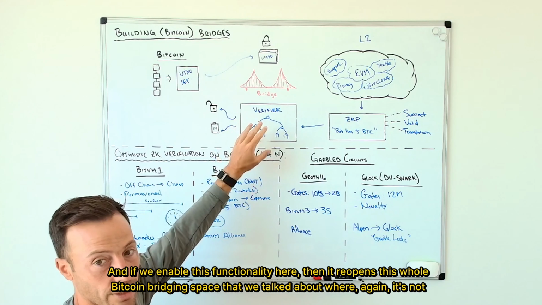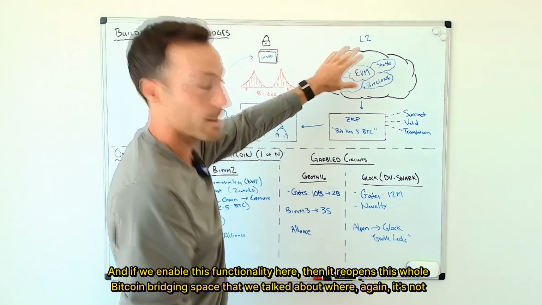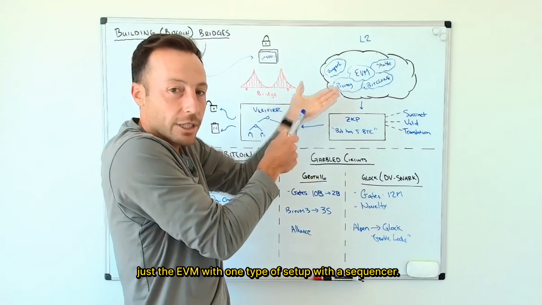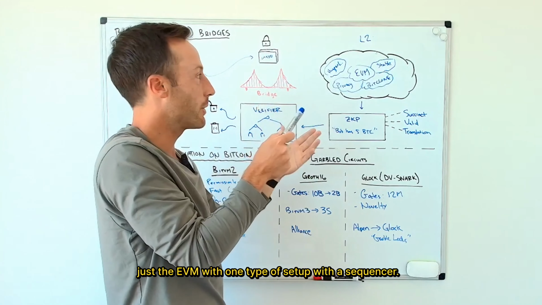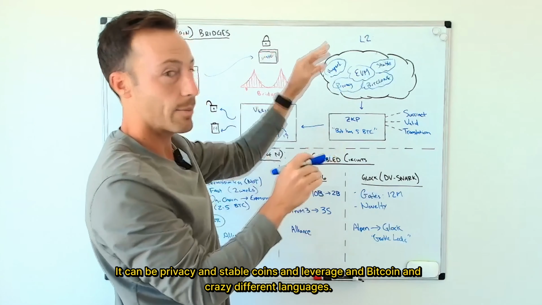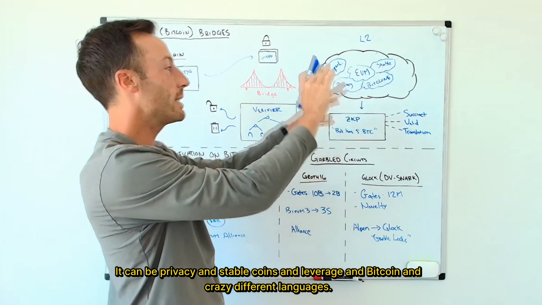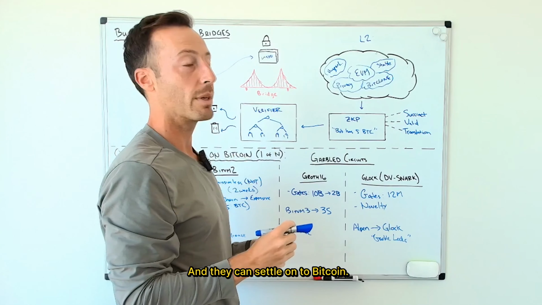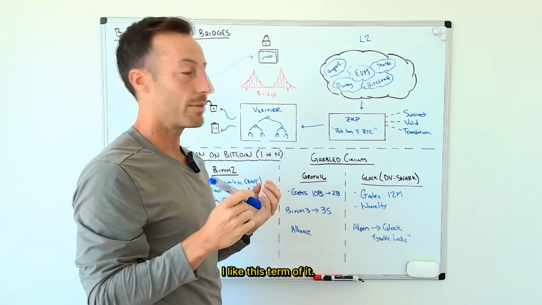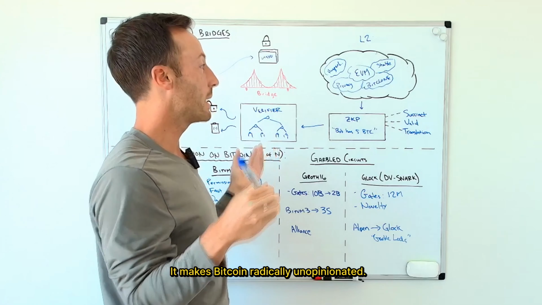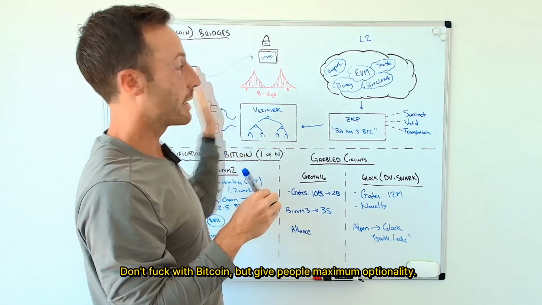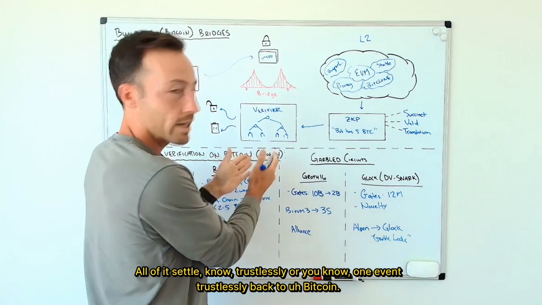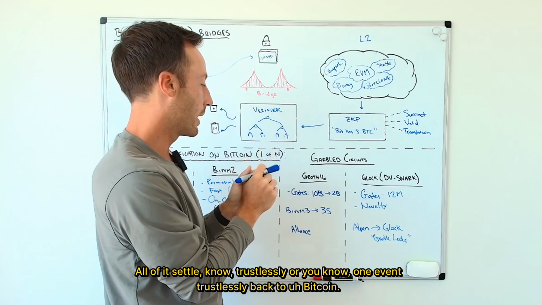And if we enable this functionality, then it reopens this whole Bitcoin bridging space that we talked about, where it's not just the EVM with one type of setup with a sequencer. It can be privacy and stablecoins and leverage and Bitcoin and crazy different languages, and all these things can compose together and settle onto Bitcoin. I like this term that it makes Bitcoin radically unopinionated money. Don't mess with Bitcoin, but give people maximum optionality, all of it settling trustlessly, or one-of-N trustlessly, back to Bitcoin.